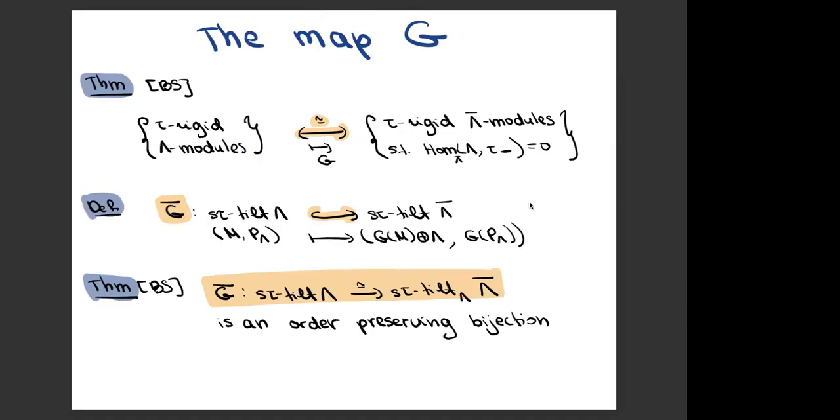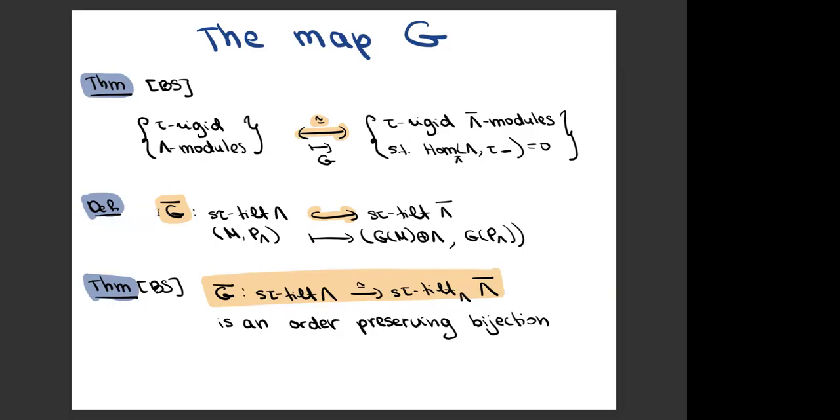Again, this map G also behaves well on the level of support tau tilting modules. These tau rigid lambda modules via G are mapped to tau rigid lambda bar modules. Moreover, these are all the ones which behave well with lambda. In particular, there's no Hom from lambda into tau of these modules. This means I can add lambda as a direct summand and would still be tau rigid. That's the whole point. So they are compatible with lambda.